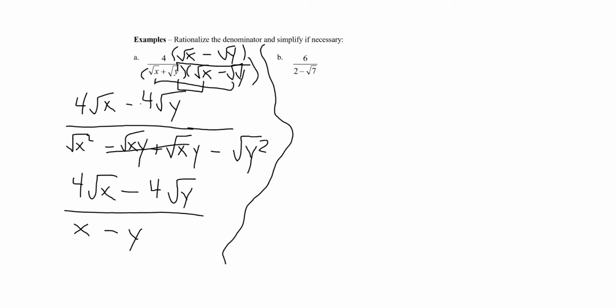All right, let's take a look at B with some numbers in here. And again, we have two terms in our denominator, so we're going to use our conjugate of the binomial on the bottom. So we're going to multiply everything by 2, and instead of minus the square root of 7, it will be plus the square root of 7. Again, whatever you do to the bottom, you do to the top. On the top, I'm just going to distribute the 6. I will get 12 plus 6 square root 7.